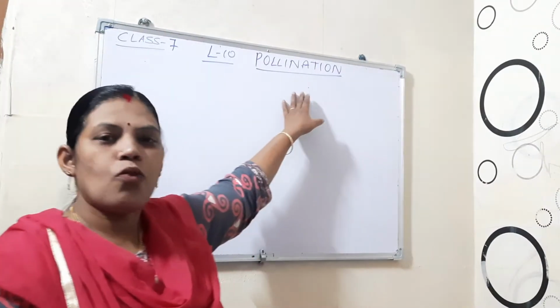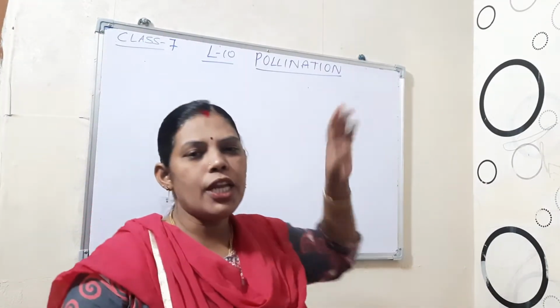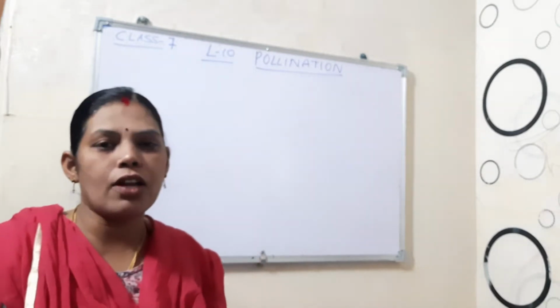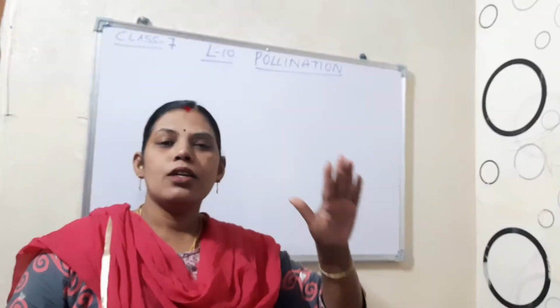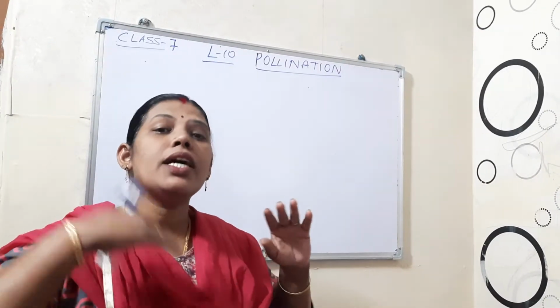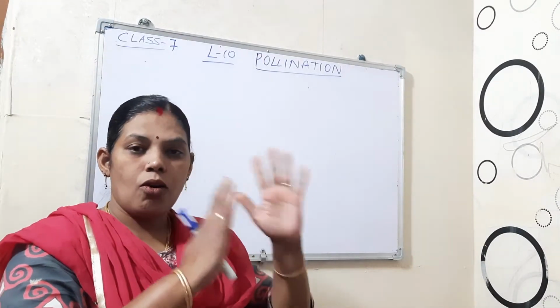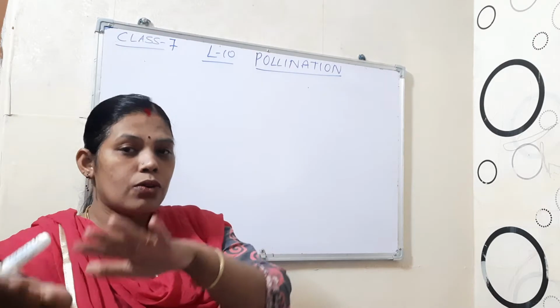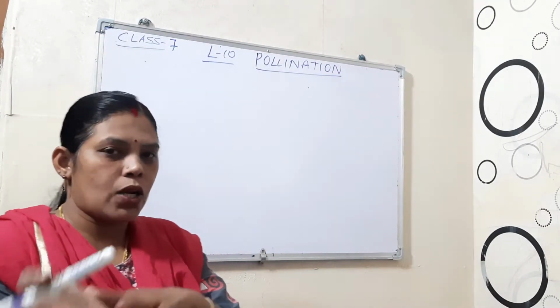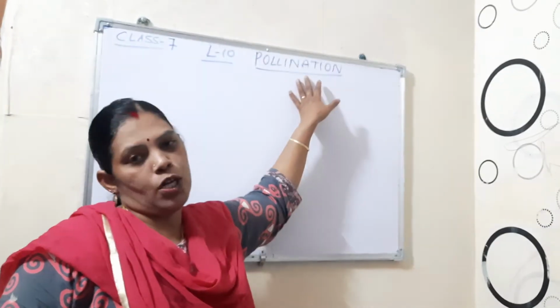Okay. So what is meant by pollination? Pollination is the transfer of pollen grains from the anther to the stigma. That means how the male sex organ goes to the female sex organ. That is known as pollination.